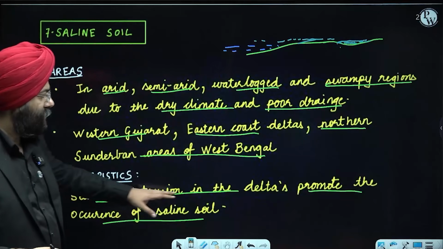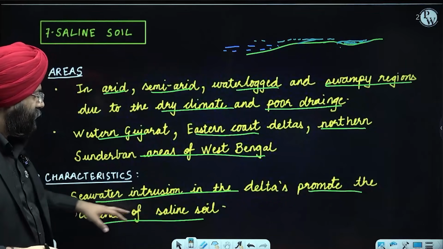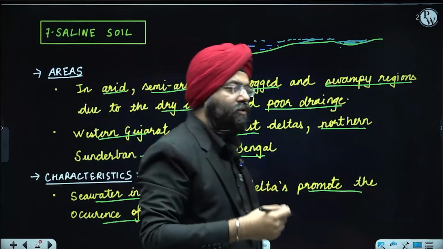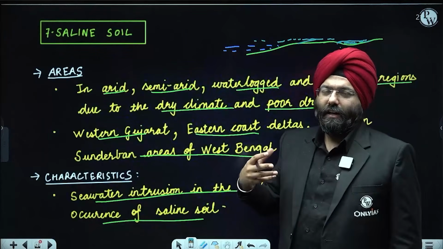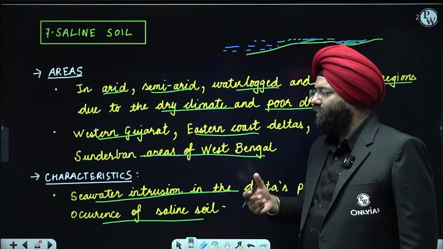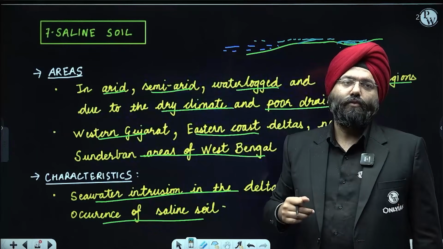So seaward incursion in the deltas promotes the occurrence of such soils. And even in the region of mangroves and all, we realize that the saline nature of the soil again becomes very high. So seawater is also playing a very important role over here, right?